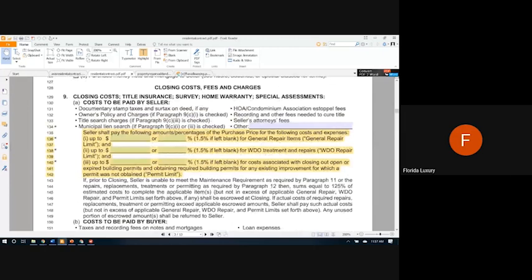The seller will pay the following amounts for general expenses, for WDO treatment, or for costs associated with closing out expired permits. If you want to lock a buyer into a contract that they can't get out of, use this one. So 1.5% if left blank. $150,000 home or $100,000 home, the seller is agreeing up to $1,500 for general repairs. Buyer has an inspection. Buyer asks for $5,000 in repairs. Does the seller have to do it? Nope. Can the buyer back out? Nope.